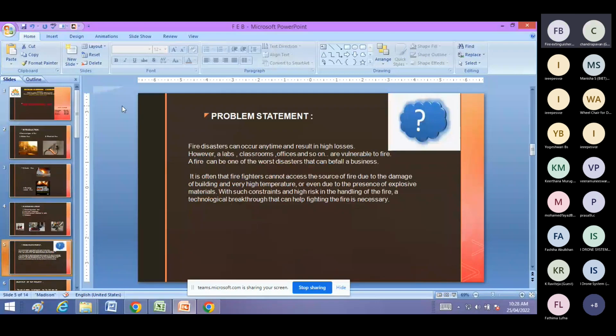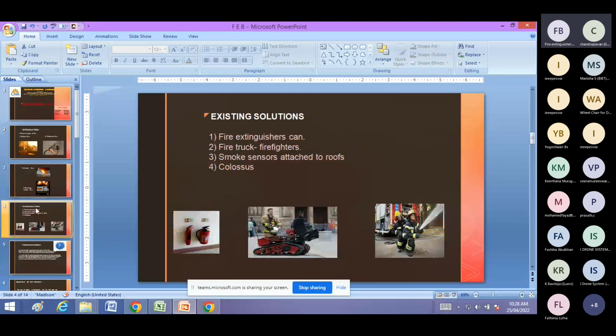Our problem statement is fire disasters can occur anytime and anywhere, and they cause high losses. Labs, classrooms, offices, and so on are prone to fire. A fire can be one of the worst disasters for a business. There are many existing solutions, like a fire extinguisher can, fire truck, firefighters, smoke sensors attached to roofs, and so on.